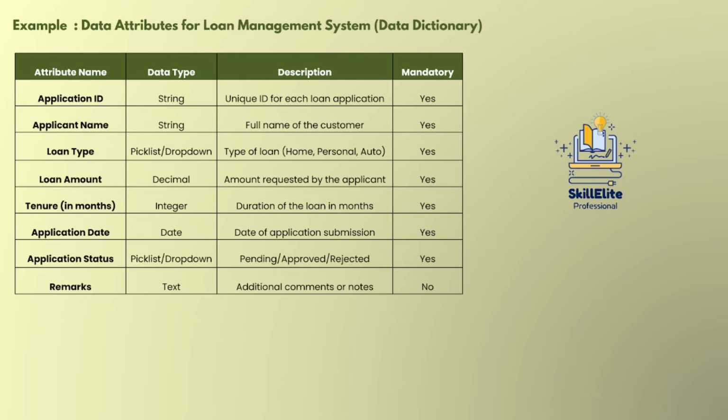So attribute name, application ID. Data type should be string. String means words and a combination of numbers. Then description: it should be a unique ID for each loan application. It definitely means someone is applying for a loan. The application ID should be unique, so the system needs to work on this.